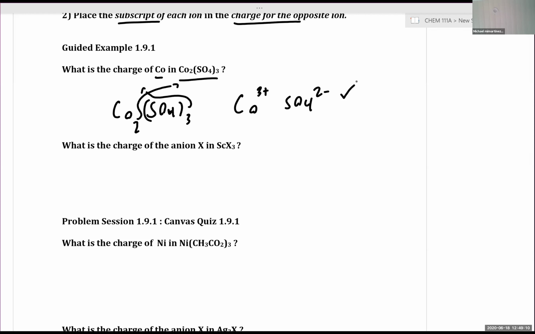Next, we're asked what is the charge of the anion X in scandium X3? First and foremost, we write out our formula, and then we reverse cross our subscripts. I just put a 1. The 1's implied, but it makes it easier to see the charges, so it's worth putting the charge. Remember, your anions are negative, your cations are positive.